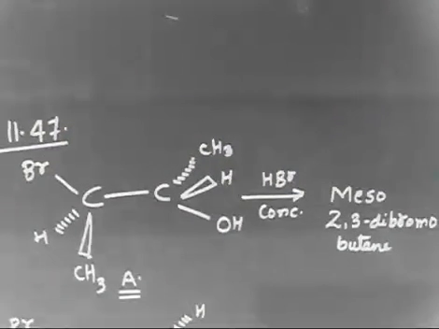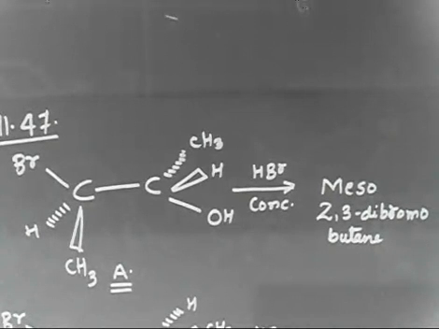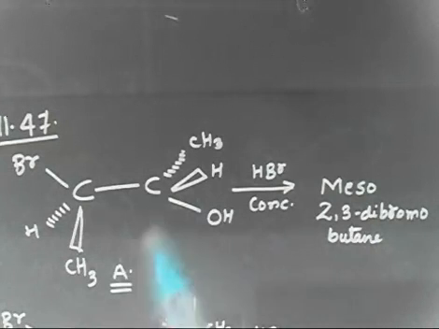Now let us discuss this problem. This is a quite interesting problem. So this compound, when treated with HBr, gives meso 2,3-dibromobutane. So let us call this compound A. If I treat it with HBr, it gives the meso product.